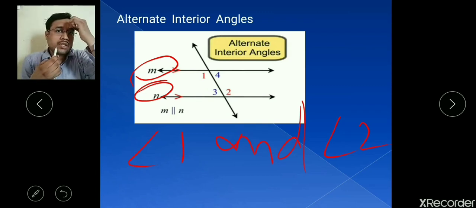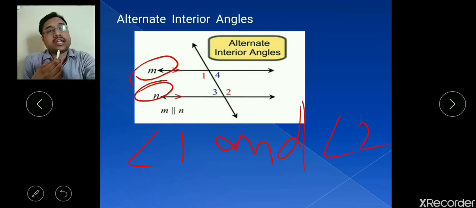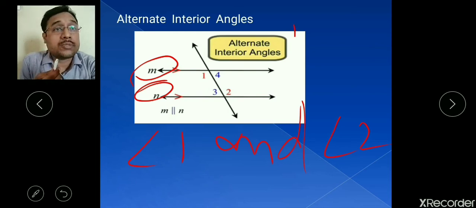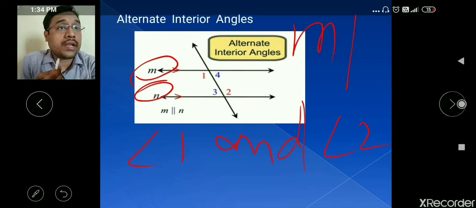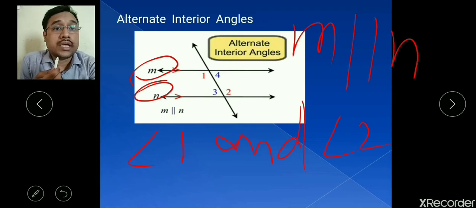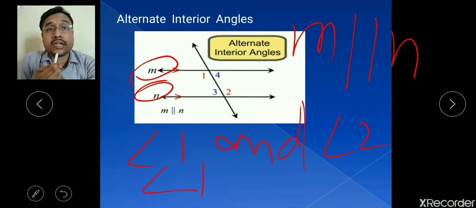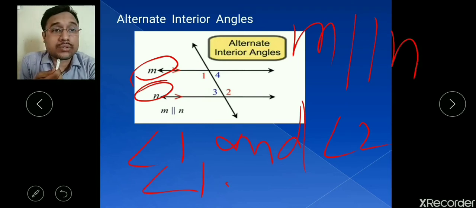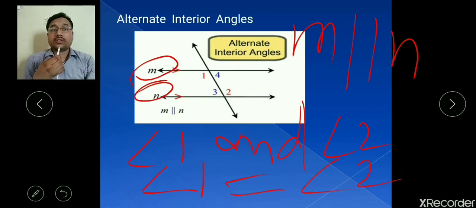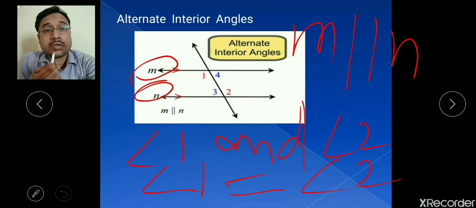Generally it is parallel only, but it is not necessary that the lines are parallel to say alternate interior. But if the two lines M and N are parallel, then in that case the alternate interior angles are equal also. That means angle 1 is equal to angle 2. Same way angle 4 and angle 3 are also equal.